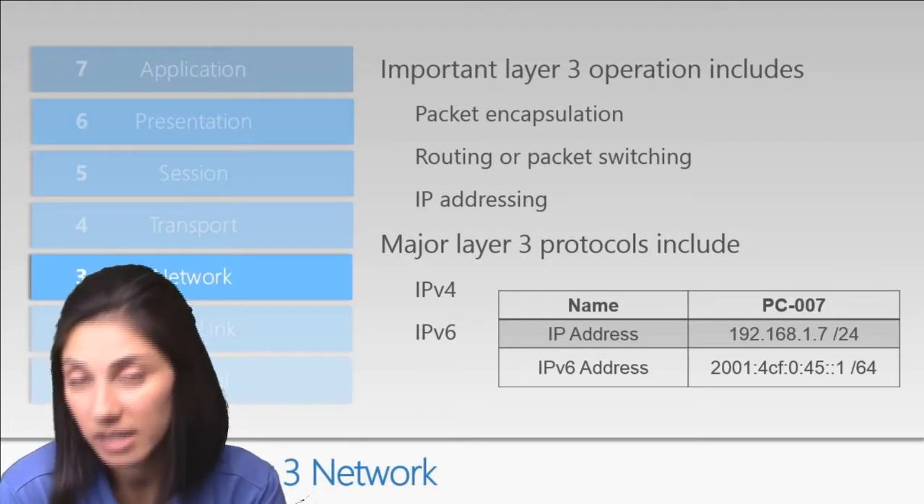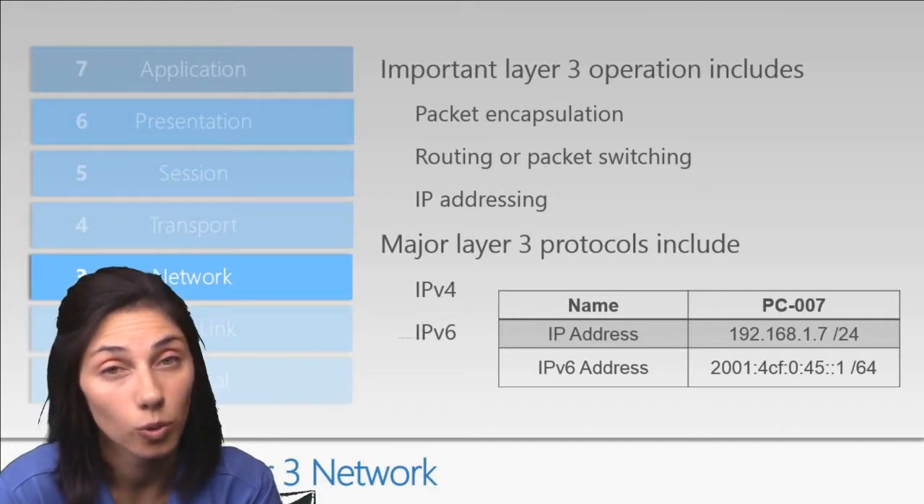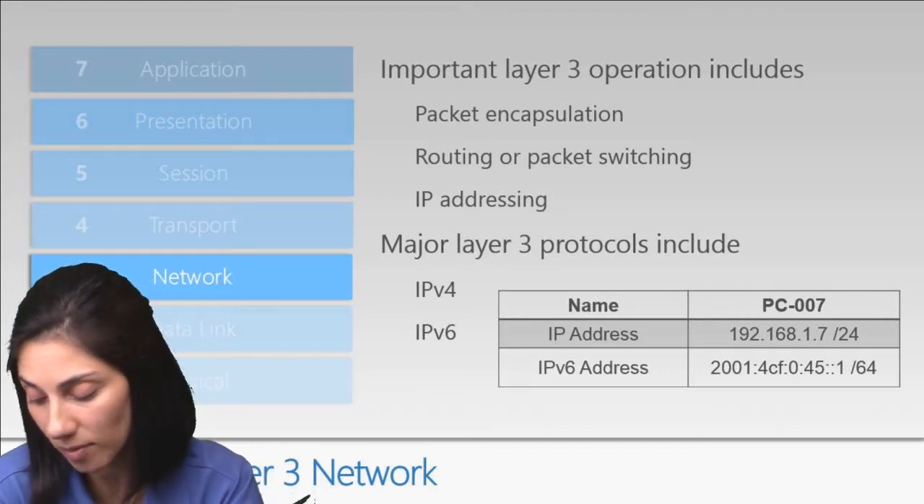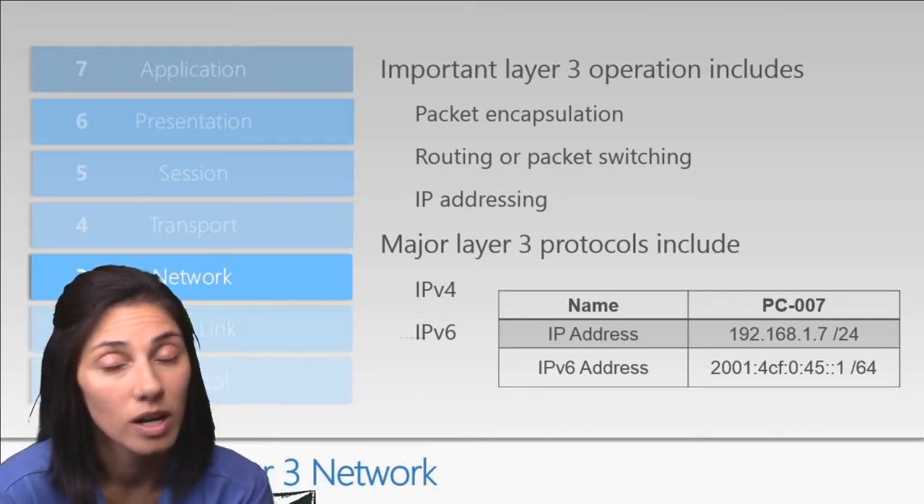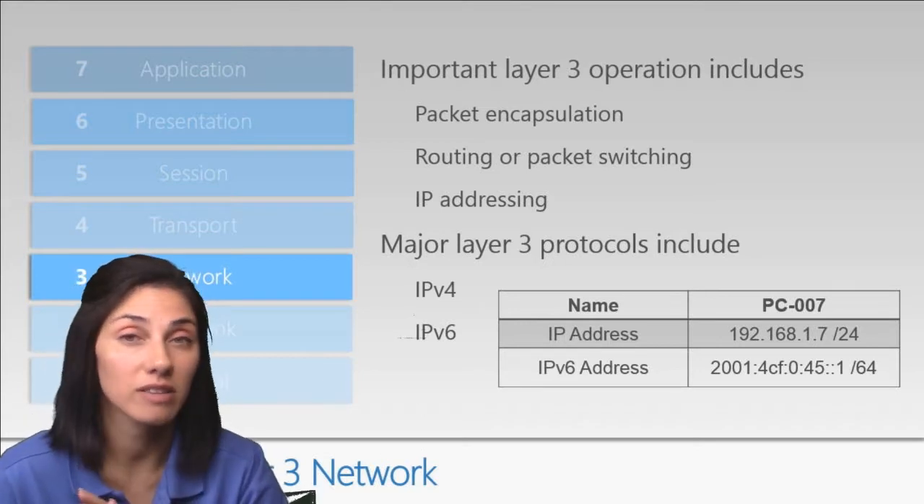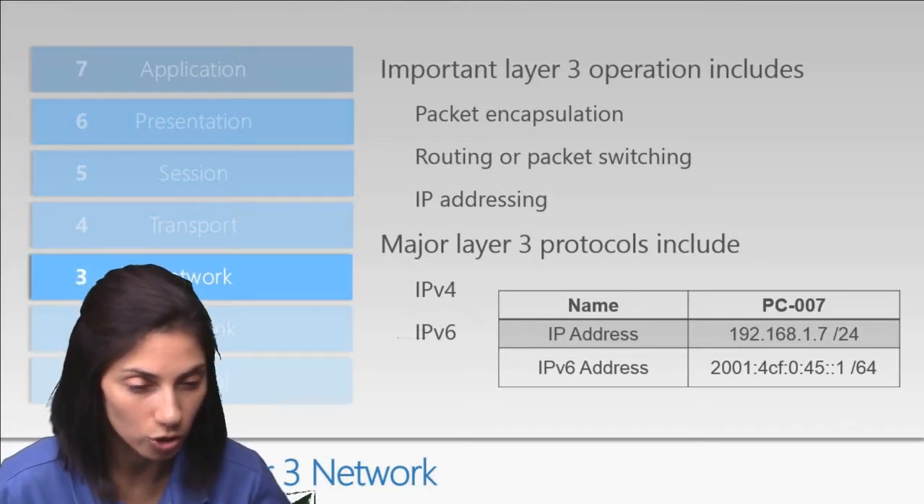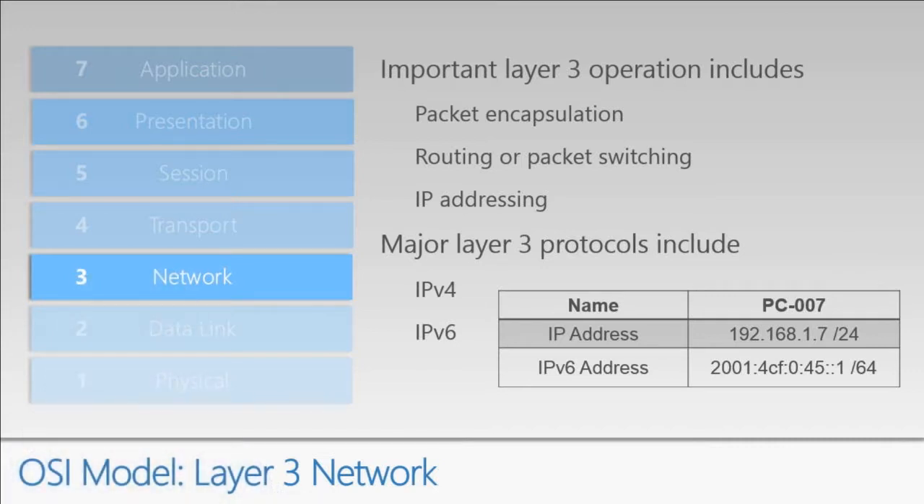IPv6 addresses are 128-bit hex. So when we see something like a /64, that's going to tell us the first half of that address is the network portion.